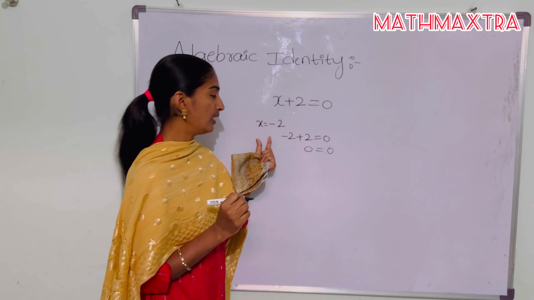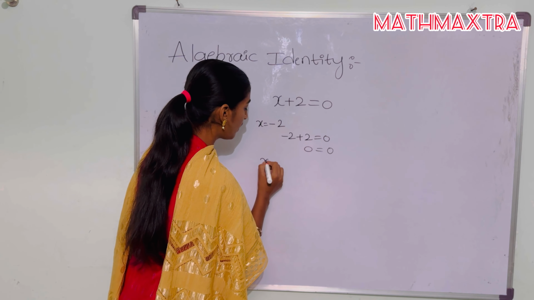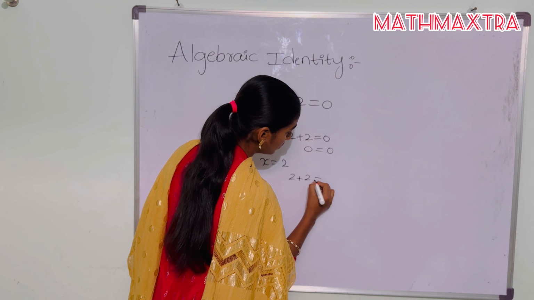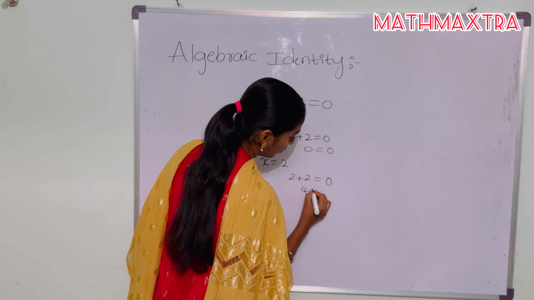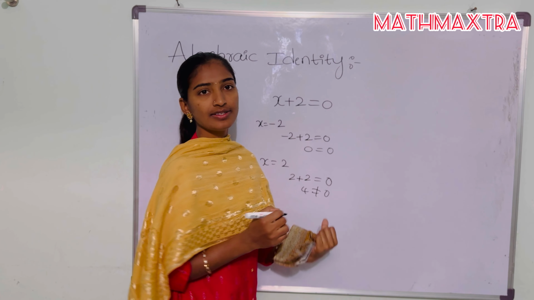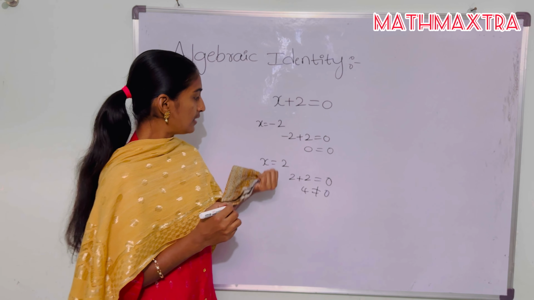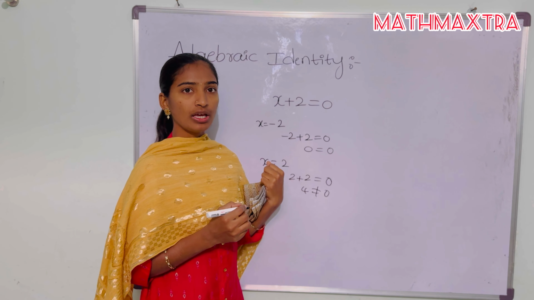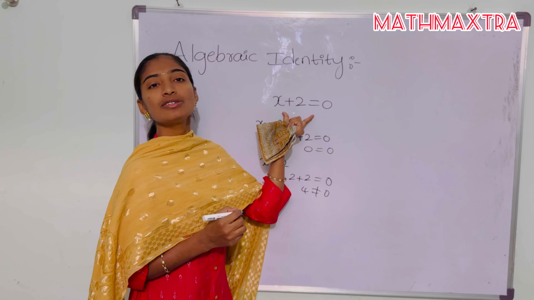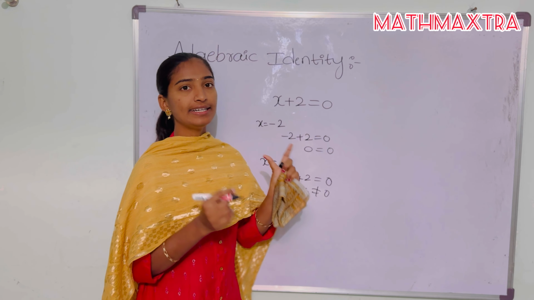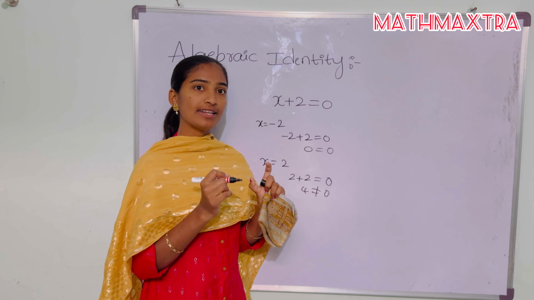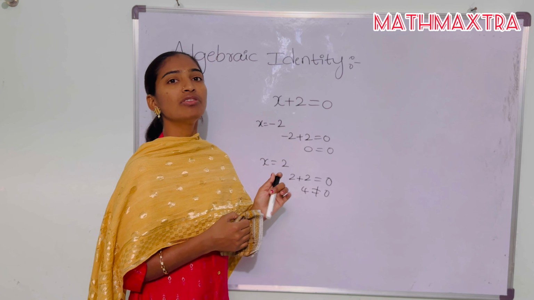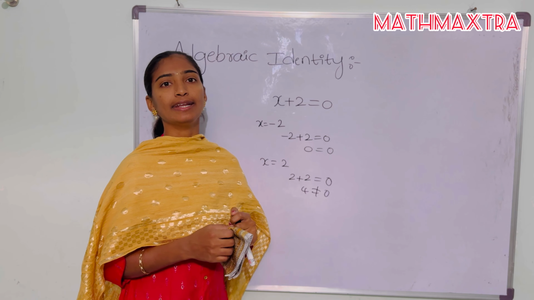Okay, it's satisfied. If you take x value as +2, what happens? 2 plus 2, 4, not equal to 0. Isn't it? Means it is not satisfying for x equal to 2. So that is why this is not an identity. An identity is nothing but it should satisfy for all real numbers. Then only we can say it is an identity.